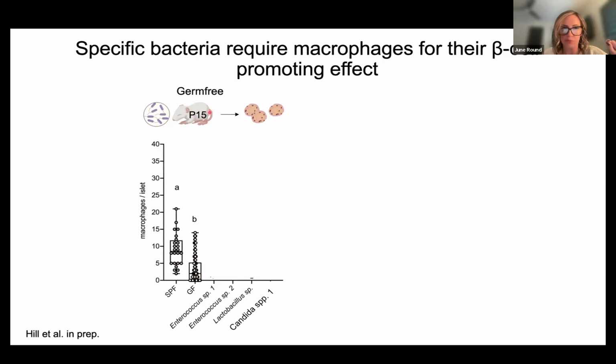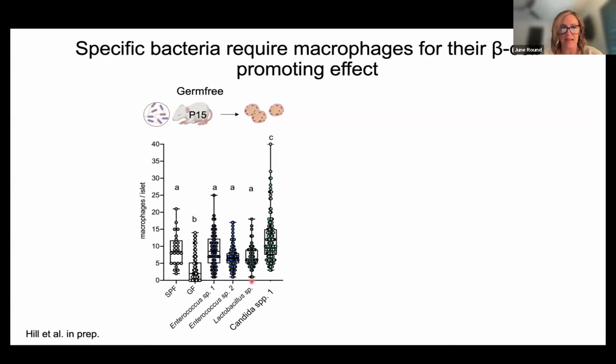If you take these germ-free animals and you monoassociate them with these organisms that I just showed you are important for instructing beta cell mass, we find that most of these organisms in a monoassociated state are able to induce macrophages to a certain level in the islet. But really interestingly, this particular Candida isolate is really good at inducing macrophages. So this was probably one of the best inducers of macrophages within the islet.